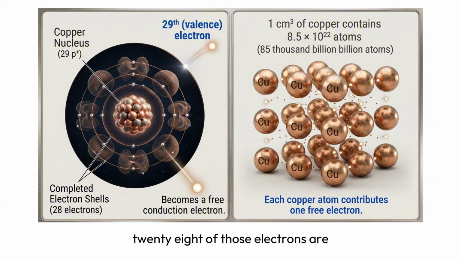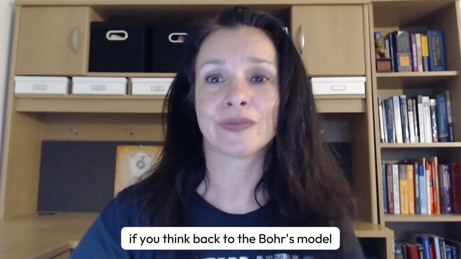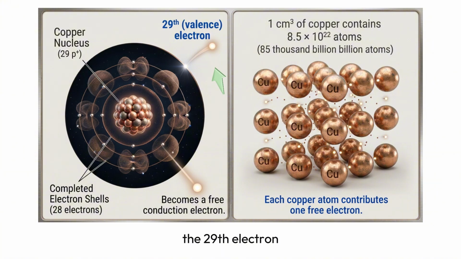28 of those electrons are tightly bound to the nucleus in its inner orbit shells, if you think back to the Bohr model. But the 29th electron is the single valence electron in the outermost shell, and it's given up to the shared electron pool, or the electron cloud.